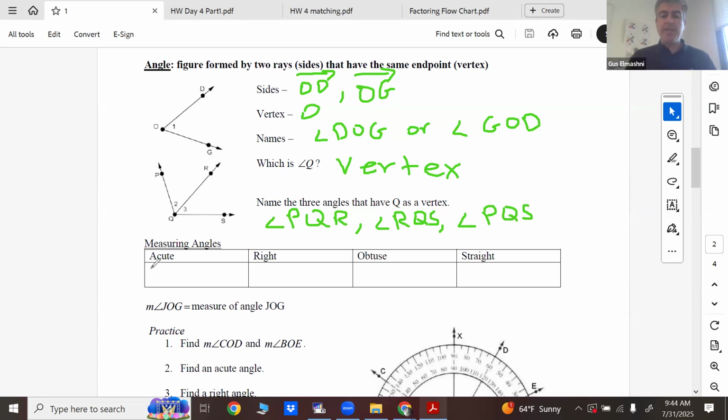Acute is less than 90. Right equals 90 degrees. Obtuse is greater than 90 degrees. And straight's 180 degrees. So this will all kind of give you a little head start.